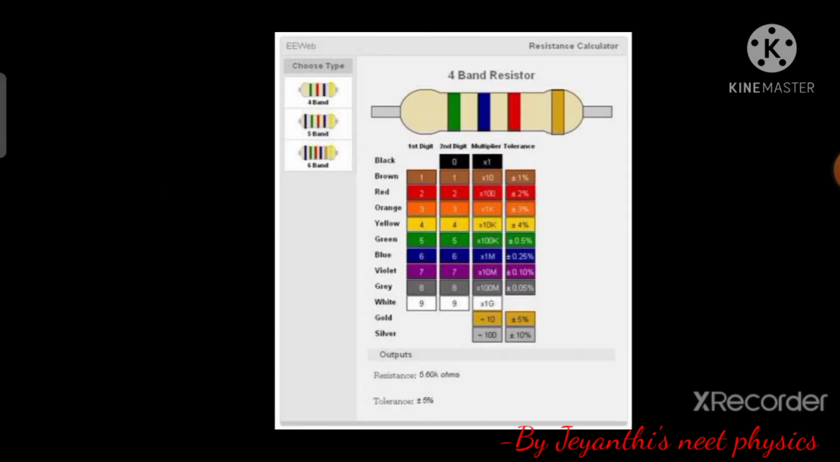Now we are seeing in the diagram a 4-band resistor. The first one is green in color, second blue, third red, and the fourth ring is gold in color. The first digit corresponds to the number. So green, the value is 5. Then for blue the value is 6. Therefore 56. For red the value is 2, but the third ring indicates the multiplier, therefore you should take it as 10 squared. So 56 into 10 squared, that is 56 into 100, which is 5600.